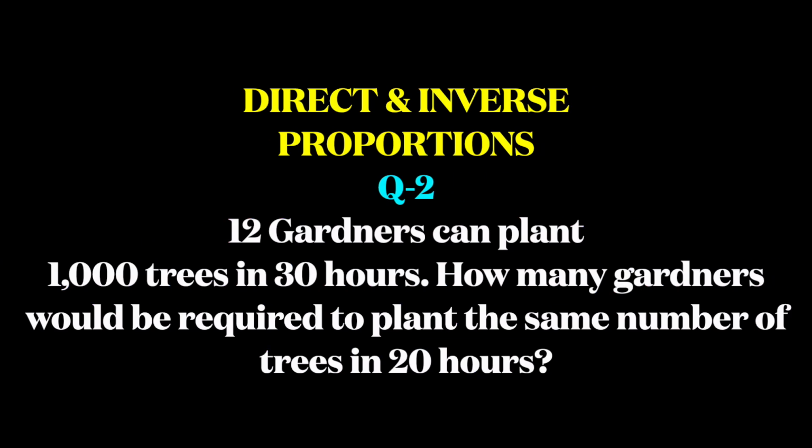Let's solve this question. 12 gardeners can plant 1000 trees in 30 hours. How many gardeners would be required to plant the same number of trees in 20 hours? Now let's solve this question.